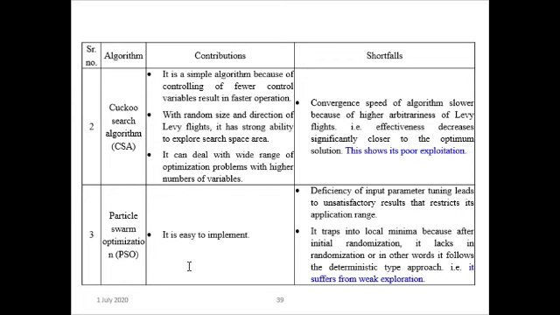For particle swarm optimization, it is very easy to implement, but the deficiency of input parameters leads to unsatisfactory results, and it restricts its application range. Further, it traps into local minima because after the first initialization with randomization, it follows a deterministic path, and we are not getting the answer properly, so it is suffering from weak exploration.